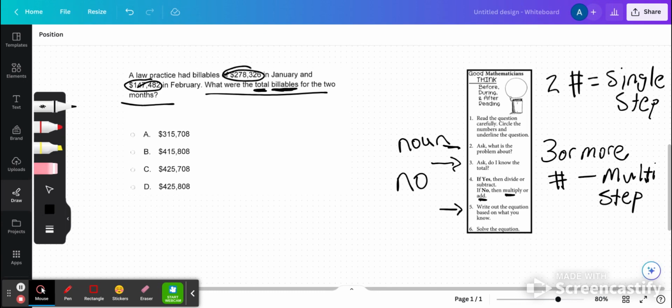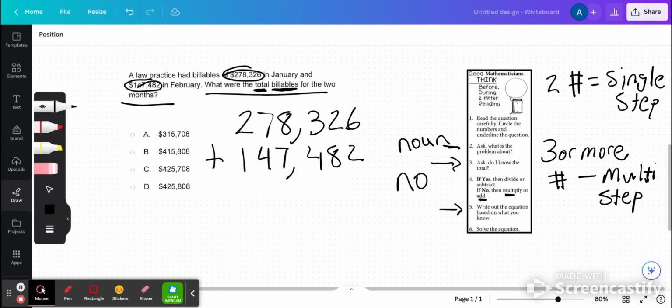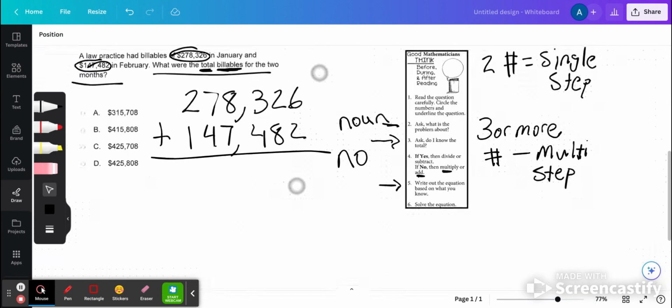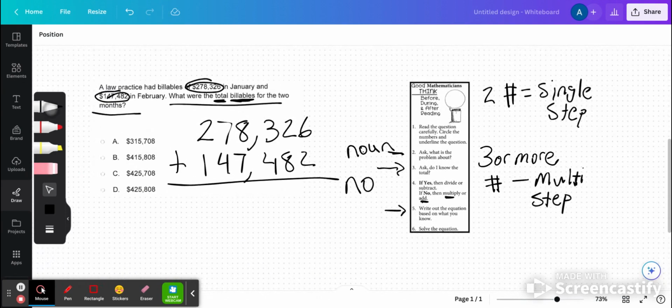So now that we know we're going to add, we're going to go to step 5, and we're going to write out the equation based on what we know. Okay, so I know my two parts, 278,326 plus 147,482. Now remember, when you're writing your equation in standard algorithm, make sure your place values are lined up. Your ones are lined up with your ones, your tens are lined up with your tens, and so on. Okay, and so now that everything's lined up, now we can just go ahead and start solving.